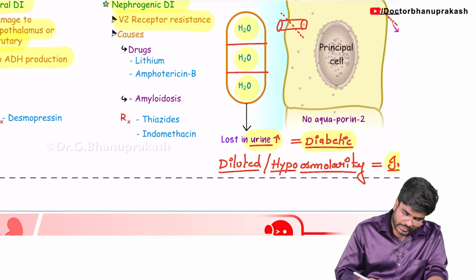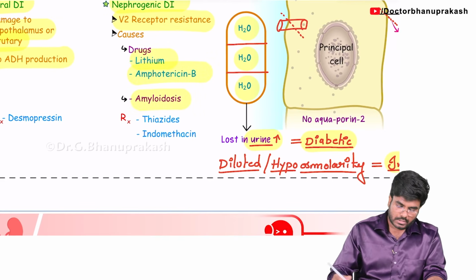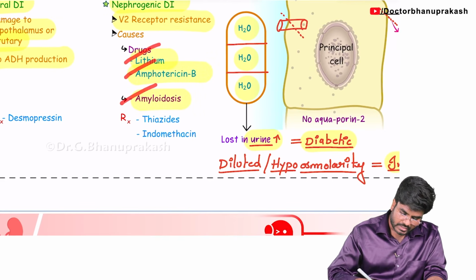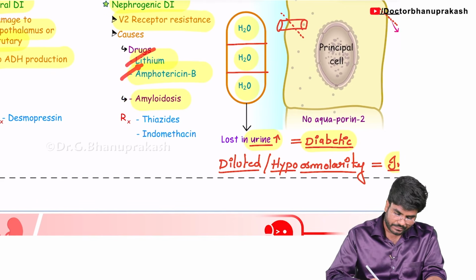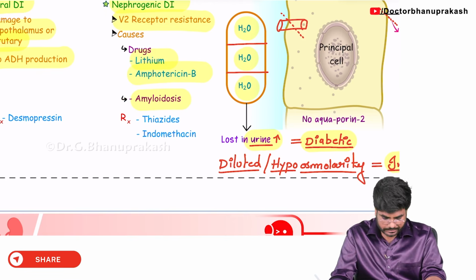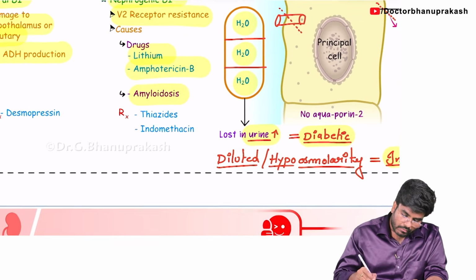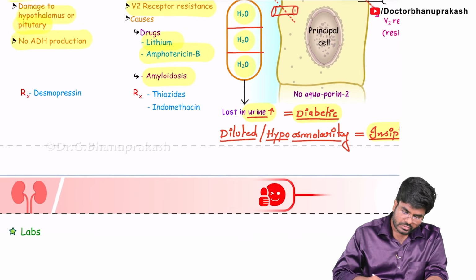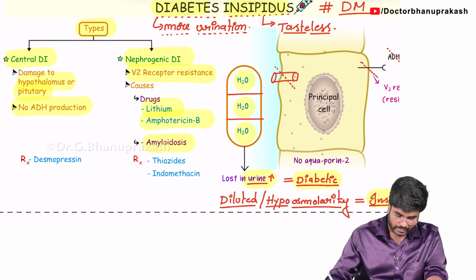Causes include lithium, amphotericin B and amyloidosis. So in these conditions, like lithium, amphotericin B and amyloidosis, the V2 receptor may not function. Okay, V2 receptor may not function. Done. So what are the drugs that we have to use for the treatment of these conditions? You think logically and tell me.